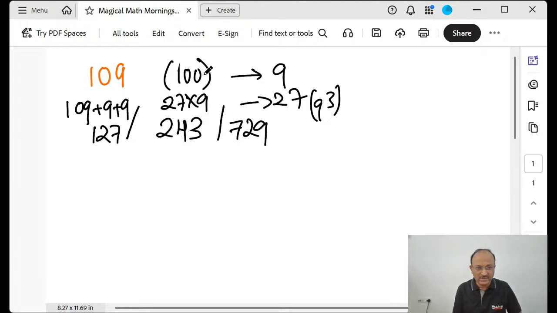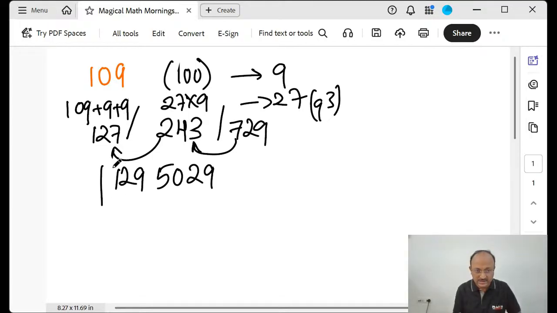And then we'll write the answer directly. How many zeros are there in the base? 2. Therefore, we'll write two digits and the rest we'll carry to the next. 7 is carried here, 243 plus 7, 250. Therefore, I will write 50 and then carry 2 here. 127 plus 2 is 129. This is the cube of the number 109.